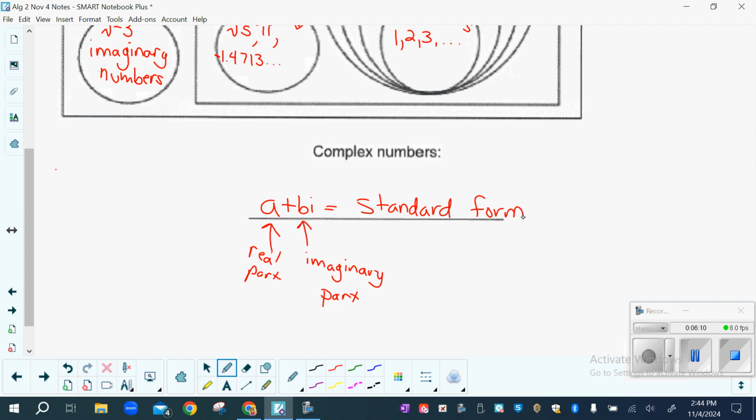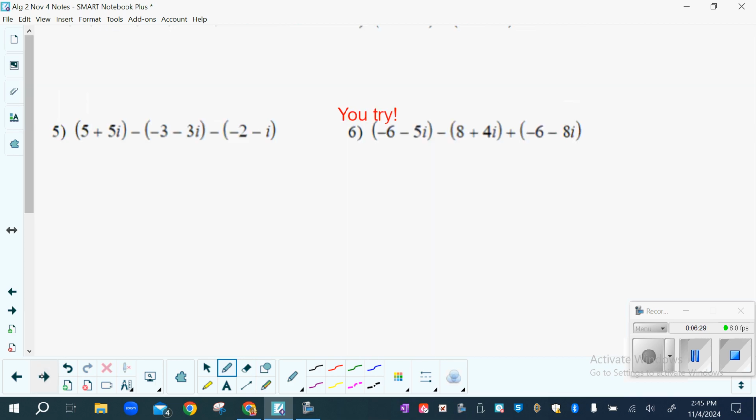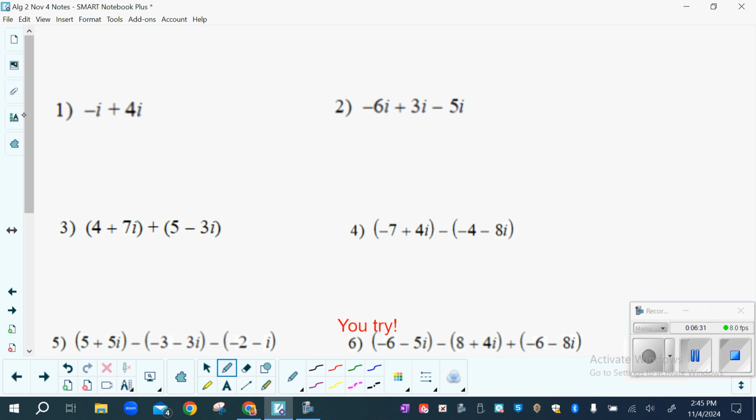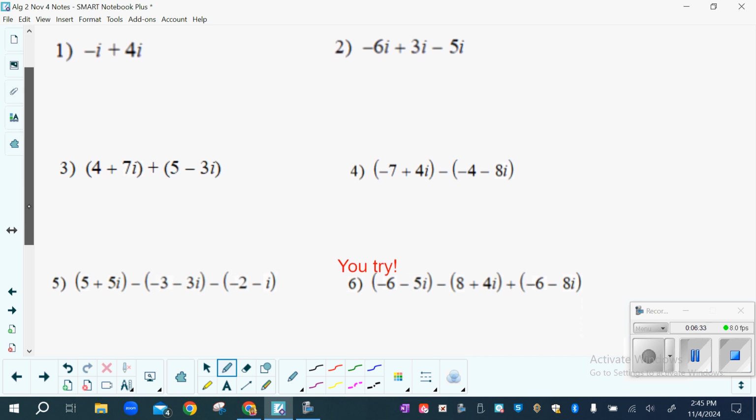And you want to write them in standard form. Put the real part first and the imaginary part second. Okay, so what we're going to do today is we're going to add, subtract, and multiply complex numbers. Anybody still looking at this? Okay. So let's do the first one, the negative i plus 4i.